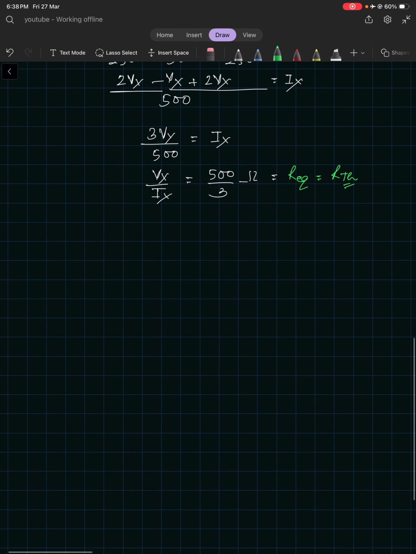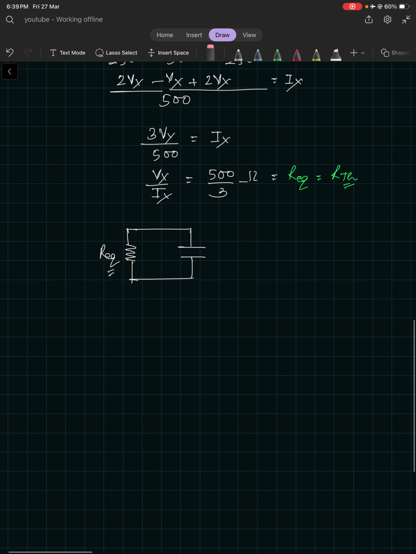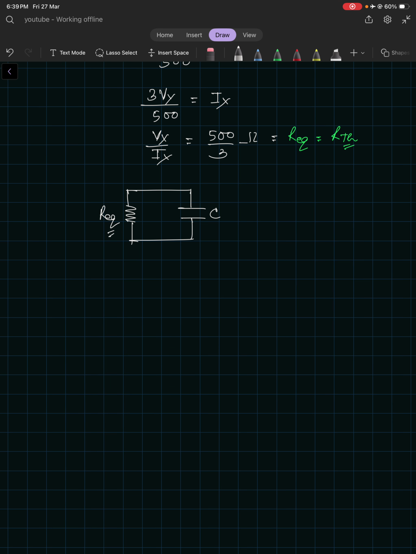So the thing is that this capacitor C was looking at this resistance, right? So this was discharging this way, or maybe charging or discharging, right? So if I remove this, this will become the actual circuit. This is C. Now let's find the time constant. The third thing, time constant.